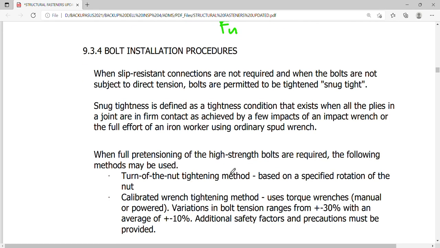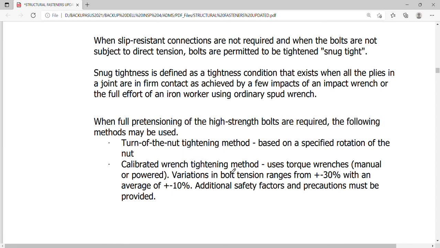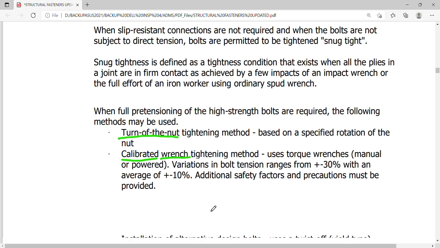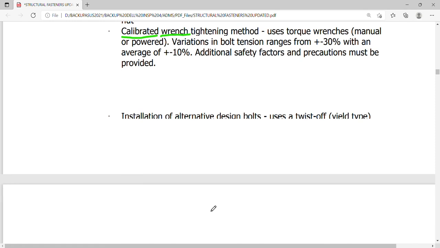But when full pretensioning of the high strength bolts is required, the following methods must be used. The first one is the turn of the nut tightening method, by just counting the number of turns of the nut. The calibrated wrench tightening method, wherein you are using a wrench that has some calibrations on it. Those are the torque wrenches. It can be manual or powered, and the variation in the bolt tension ranges from plus minus 30% with an average of plus minus 10%. And of course, some factors of safety and precautions must be provided. And the third one is the use of the yield type method for the installation of alternative design bolts.